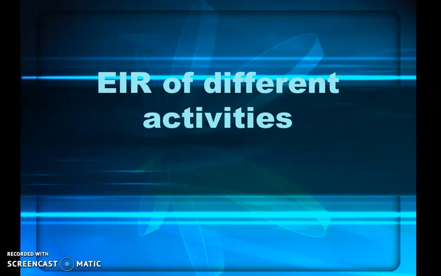Welcome to another lesson. Today we are going to learn the EIR of different activities. In our previous lesson, we learned the EIR of two activities. In this lesson, inshallah, we will learn about the EIR of nuclear power station, solar panel, and hydroelectric power stations. So let's start.